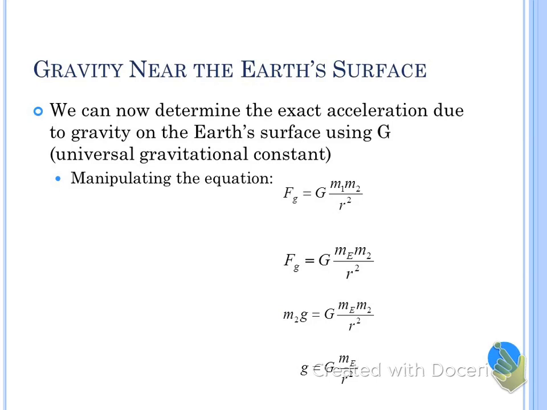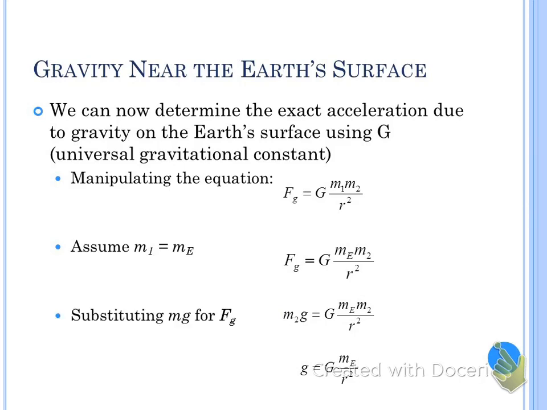So we're starting with our universal law of gravitation equation, in which the force due to gravity is equal to our gravitational constant times m1 m2 over r squared. We're going to assume that one of the masses is the mass of the Earth. If we're trying to find the acceleration due to gravity and the force due to gravity on the Earth's surface, or slightly above the Earth's surface, that means we need to use the Earth as one of our objects. So I substituted m_E here for m1.